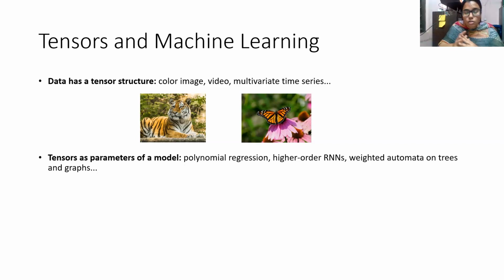So the tensor can also be used as a parameter of a model, like polynomial regression, higher order RNNs, weighted automata, trees, and graphs as well. We will describe later how the tensor can be used as a model.